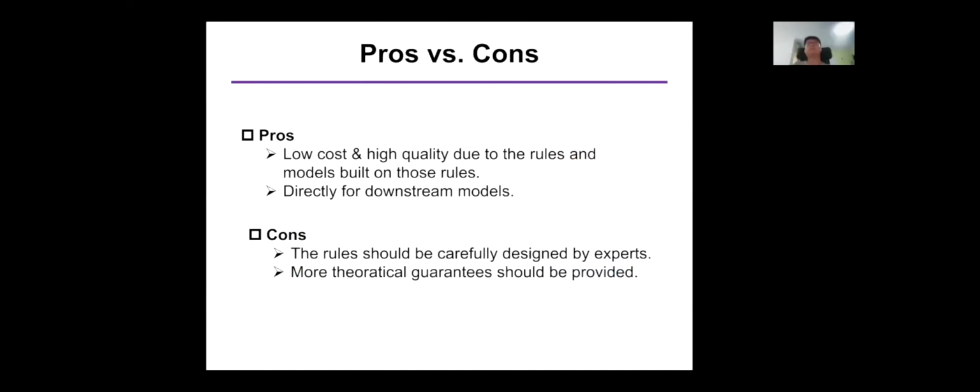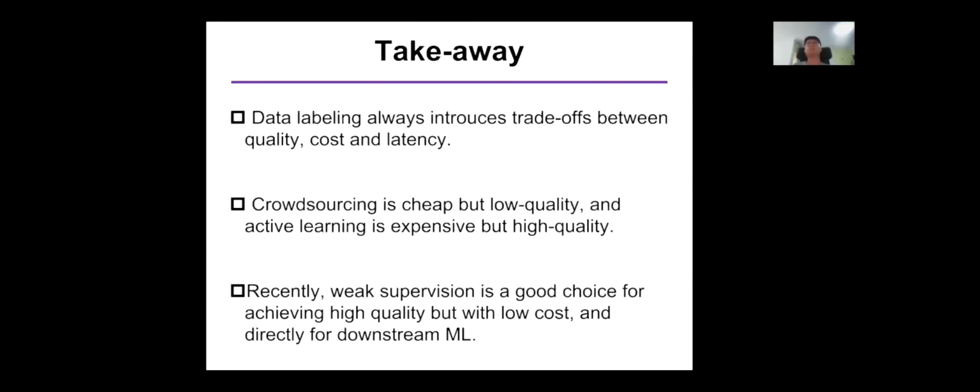So the advantage of weak supervision is that it achieves both low cost and high quality due to the rules and models built on the rules, and it directly follows the downstream models. And the disadvantage is that the rules should be carefully designed by experts. So if the many rules are not applied, the quality is horrible. And the second one is that more theoretical guarantees should be provided for weak supervision.